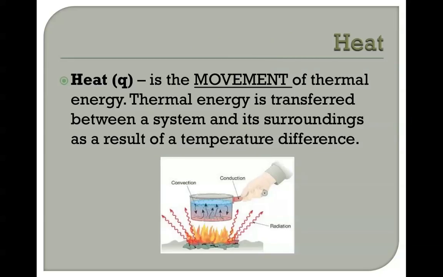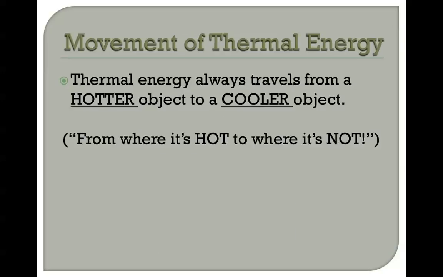Alright, heat. We use this in a different way in everyday life, whereas in chemistry it's very specific and has a specific definition. Heat is the movement of thermal energy. Thermal energy is being transferred between a system and its surroundings as a result of a temperature difference. So again, heat is the movement or transfer of thermal energy. Thermal energy always travels from a hotter object to a cooler object. We use the phrase in class, from where it's hot to where it's not. So always hotter to colder.